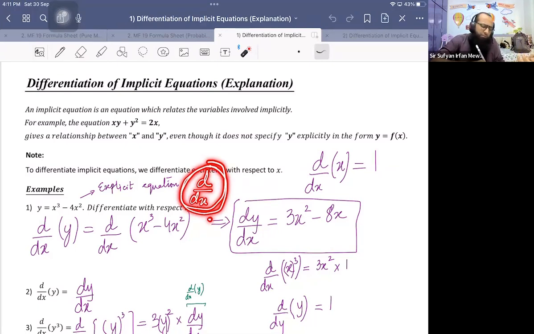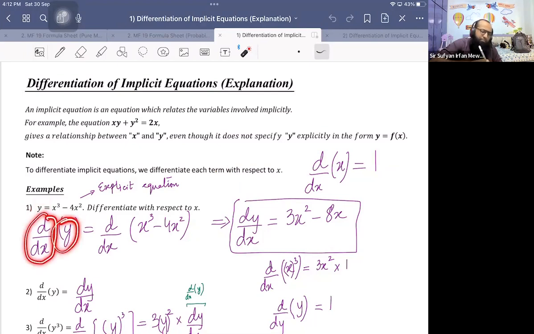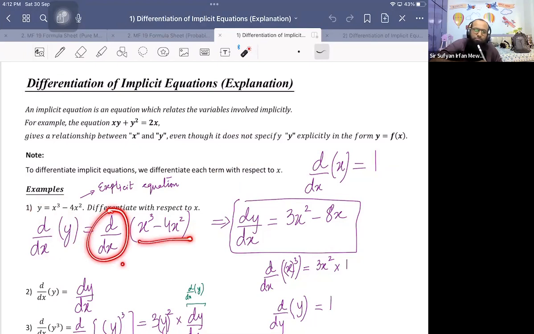So when we used to differentiate, even in AS level, what we were actually doing was differentiating both sides with respect to x. So we were taking d upon dx on both the sides. So let's try this process over here. If we take d upon dx on both the sides, then d upon dx will be applied on y. Differentiate with respect to x, y, and differentiate with respect to x, x cube minus 4x square.